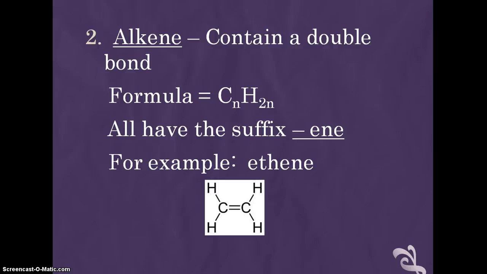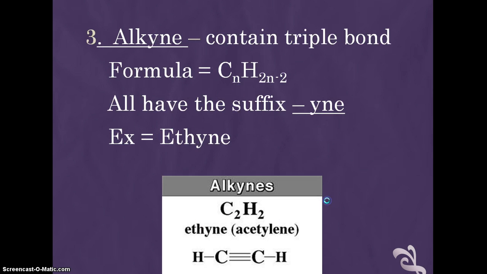Alkenes contain a double bond. So between these carbons, you'll see 2 bonds. Again, 2 carbons is eth, and ene for the double bond, so I call this ethene. Again, there's a generic formula. You'll notice that it's very much like the alkane formula, except the plus 2 is gone, because when I formed this second bond between the carbons, I lost 2 spots for hydrogen.